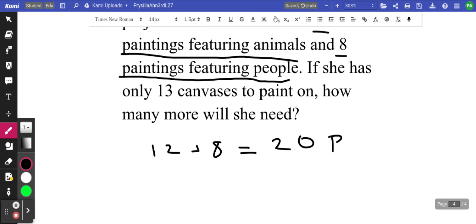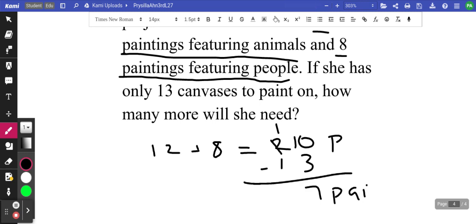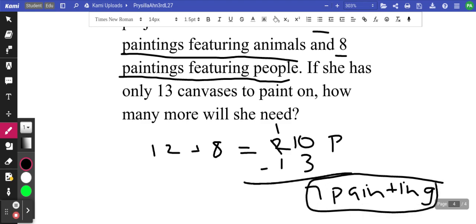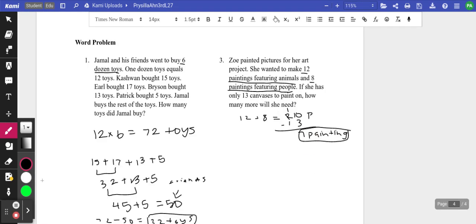And she only has 13. So we're going to figure out how many more she needs by subtracting again, right? Because 13 is already there. Out of the 20, 13 is there. So we're trying to figure out the rest. So when you do the subtraction, you get 7 canvases, but you get the point. So thank you for listening, and I hope this made sense.